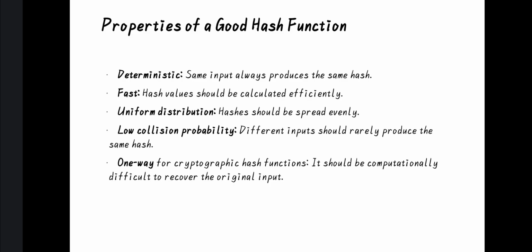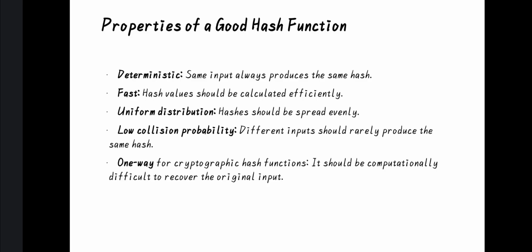Properties of good hash functions: deterministic, fast, uniform distribution, low collision probability, and one way. These are the properties of a good hash function. Deterministic means the same input always produces the same hash value. Non-deterministic means the same input could give different hash values.